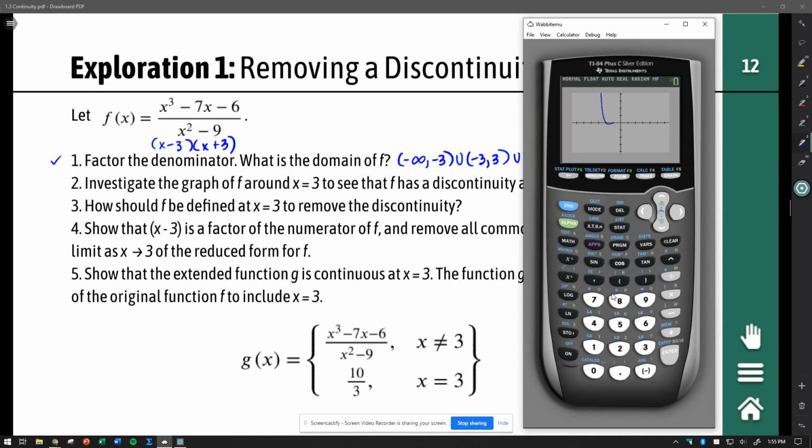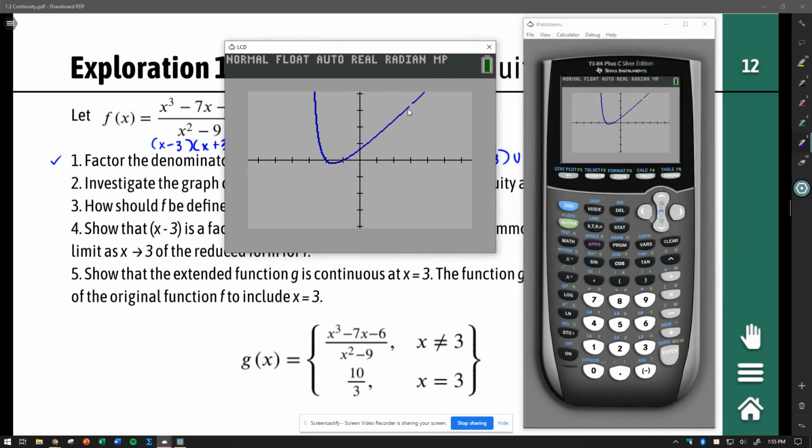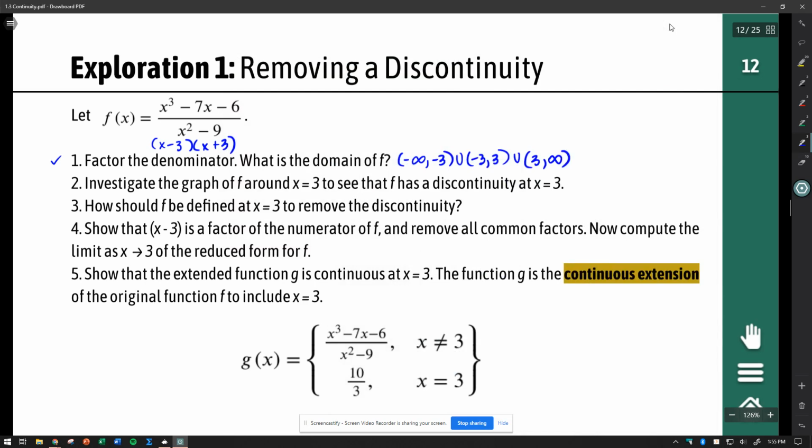And we should start to see a graph of the function. And yeah, it looks like where x is equal to 3, we have a hole in the graph. And I think I can even make that a little bit bigger. Yeah, it's easy to see here where x is 3, there is a discontinuity in this graph. So let's keep that in mind, and let's go to the next step where we have how should f be defined at x equals 3 to remove the discontinuity.